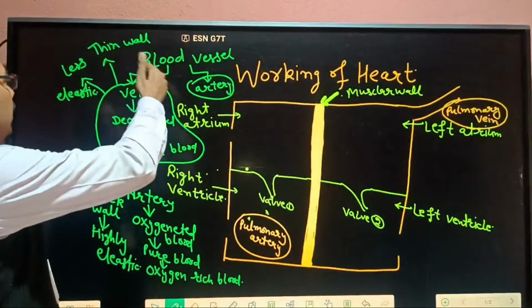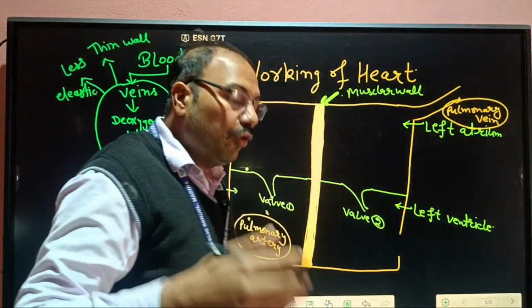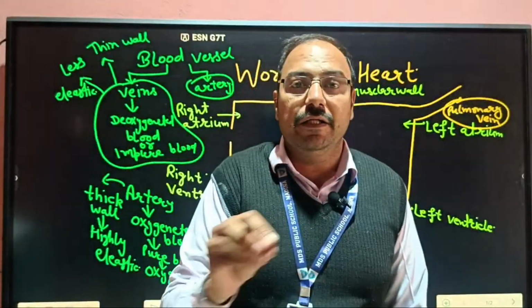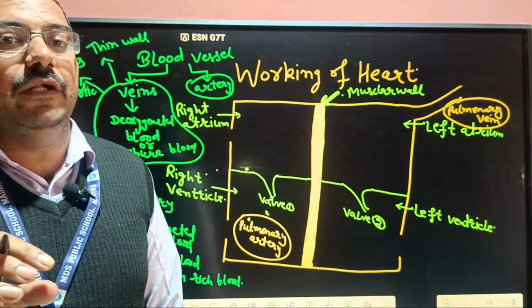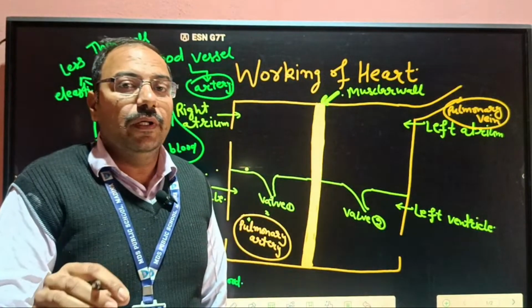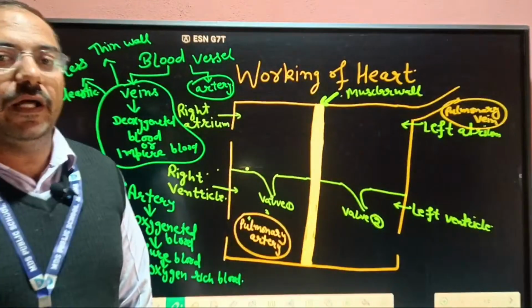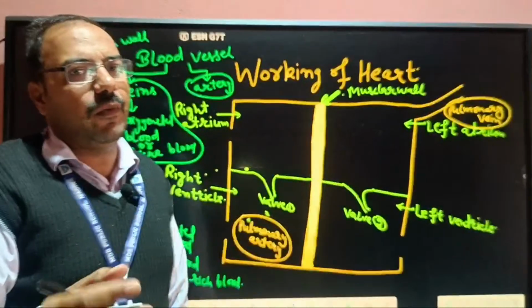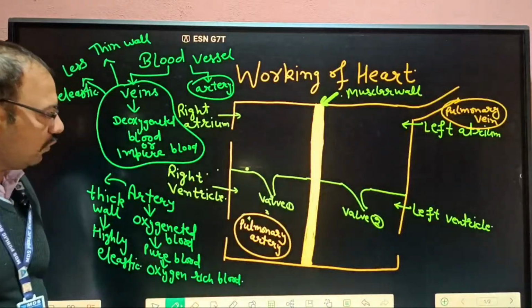But in veins, blood flows with low pressure, so that is why they are thin and less elastic. And one more thing, veins also contain valves, and these valves ensure the flow of blood does not move in a backward direction. So backflow of blood is avoided by the valves that veins have. Okay.